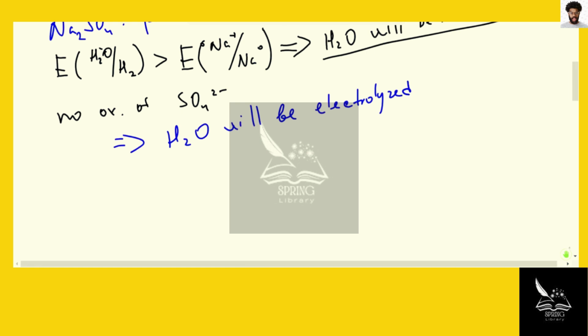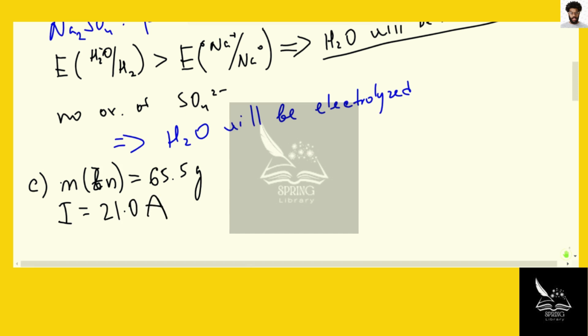So the last question, question C, is about the electrolysis of zinc sulfate. We need to find the time at which 65.5 grams of zinc is formed as a result of the electrolysis. The current passing through the system equals 21.0 amperes. So we need to find time in seconds.